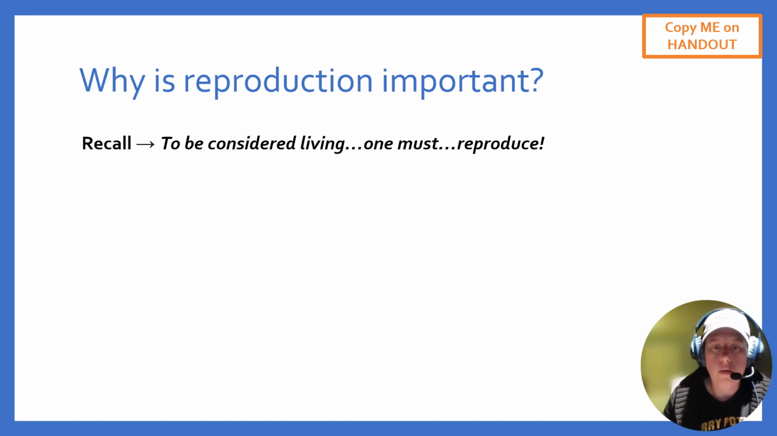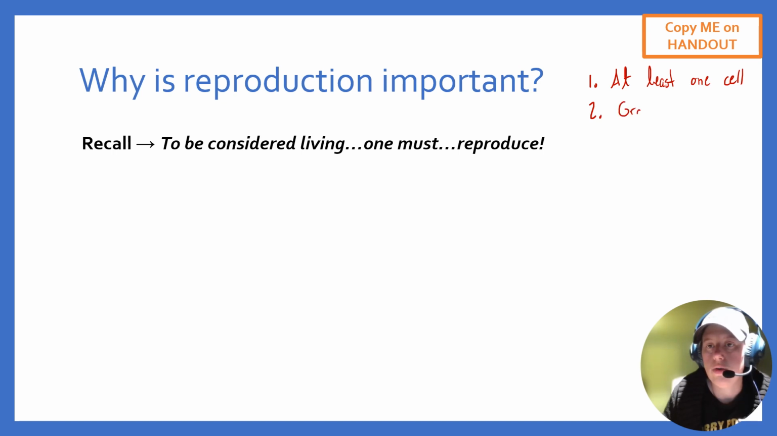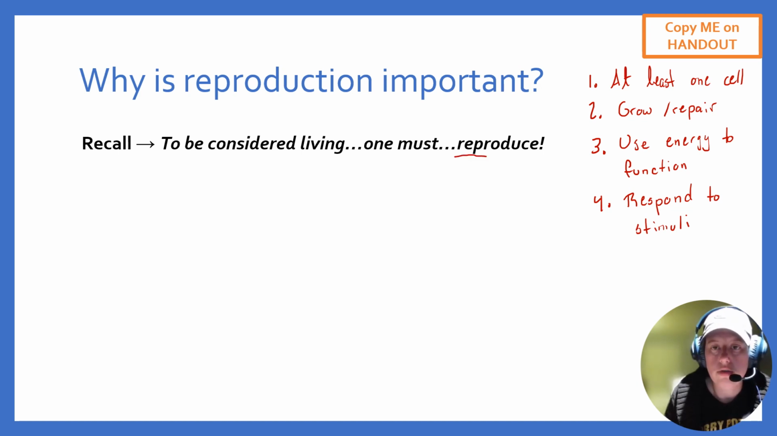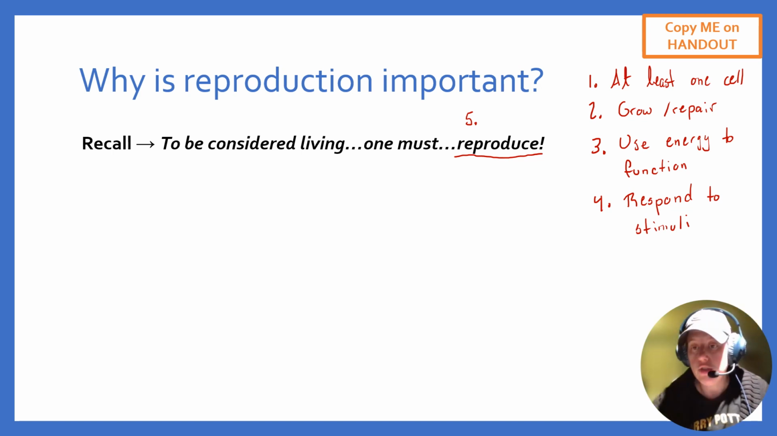So if we think about the requirements to be considered a living organism, there's actually 5. The first requirement is to have at least one cell. The second requirement is to grow and repair. The third requirement is to use energy to function. The fourth requirement is to respond to stimuli. And the last is the ability to reproduce. So this is actually the 5th requirement to be considered living. If you do not meet all of the 5 requirements, you are not considered a living organism. So that means anything that is living must reproduce.